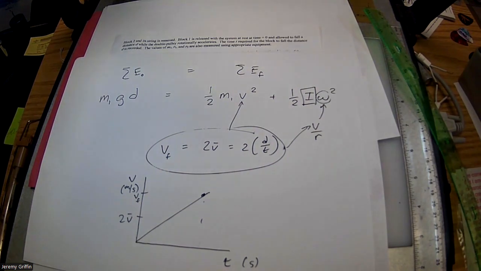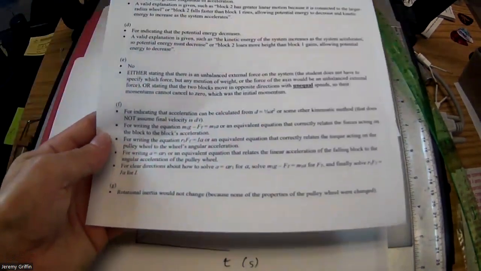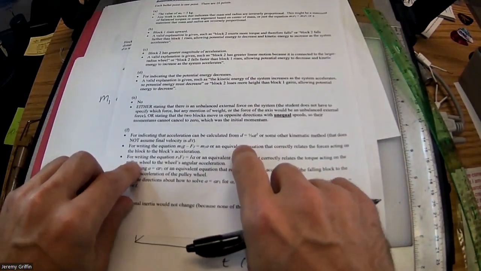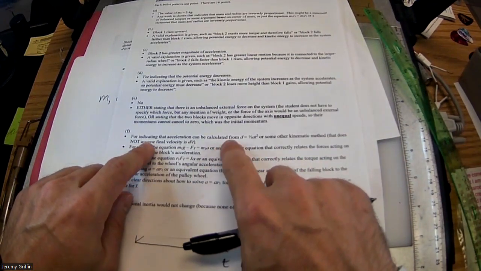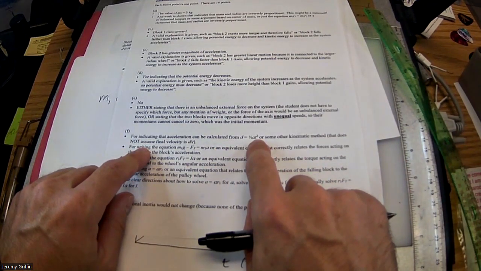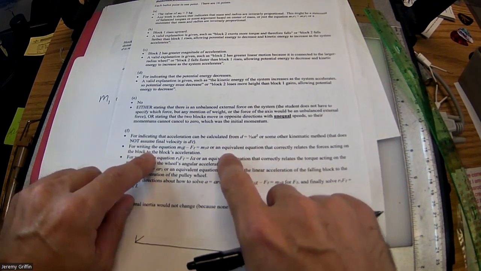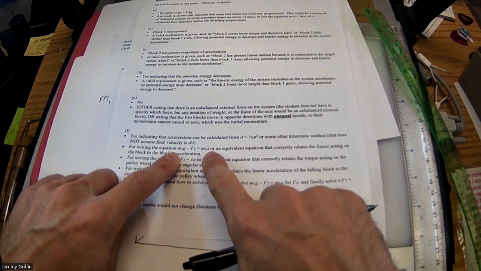Now they went with a different way. They said acceleration can be calculated from distance equals one half a t squared, and they went with forces and torques.